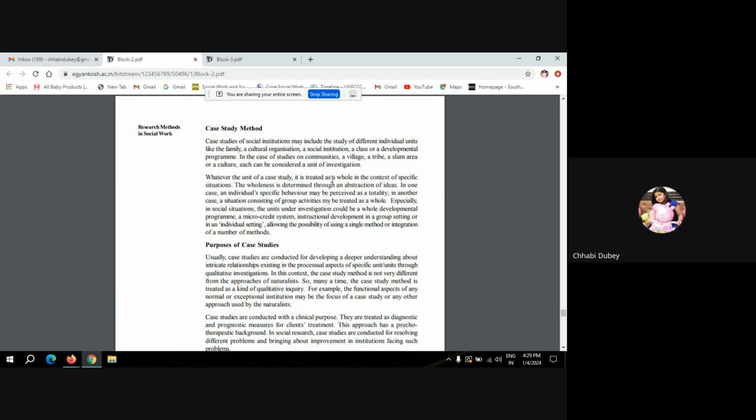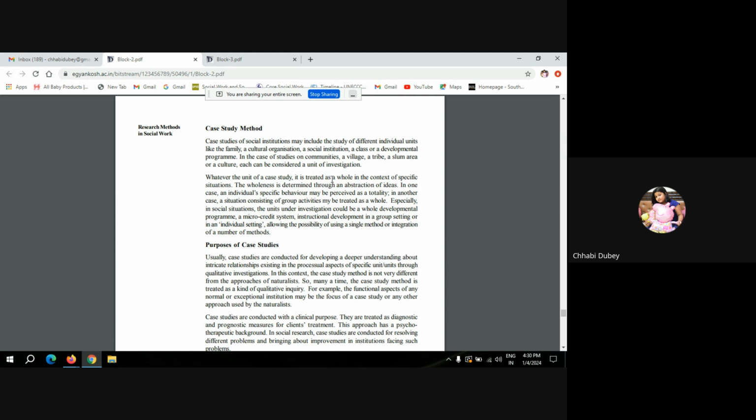After this, we come to an important method of qualitative study, the case study method. As we know, the case study method is an in-depth study of a particular case. A case could be a family, a social institution, a community, a cultural group. It could be any class or developmental program. It could also be specific communities, like a village community, a caste community, a slum area. All of these can be considered a unit of investigation for the case study method.